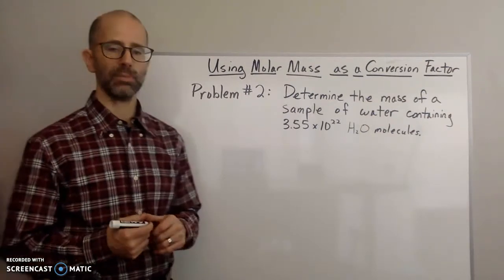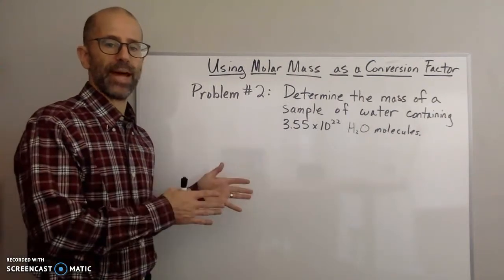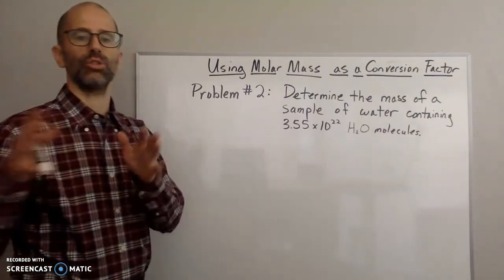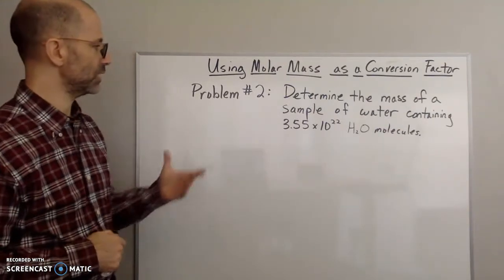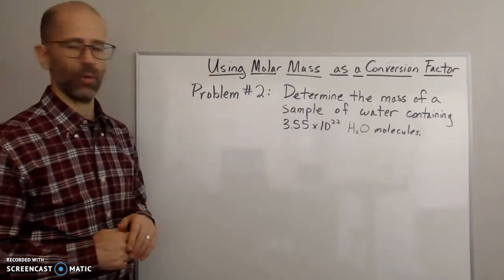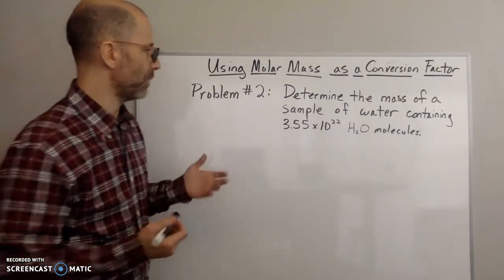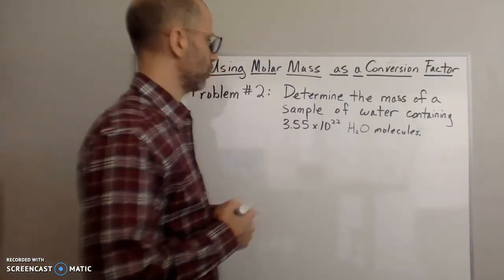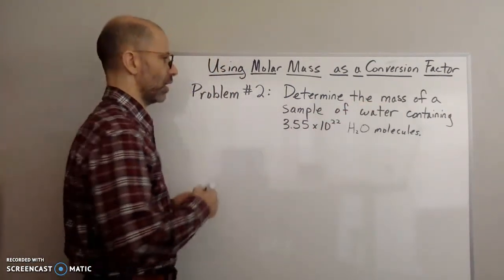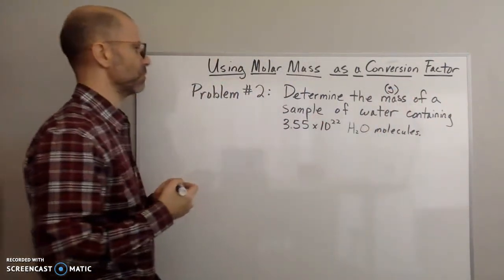So in the last problem I showed you how to convert from a certain mass of substance, acetylsalicylic acid, to a number of molecules. Here in this problem, we're given a certain number of molecules and they want to know a certain mass. They don't tell us what mass, but we can say, for example, grams. So let's specify that. So a mass in grams.